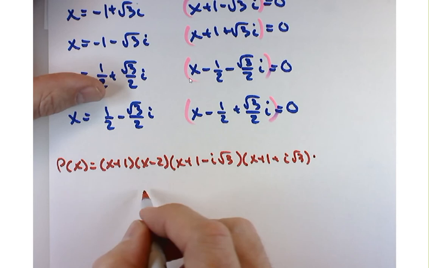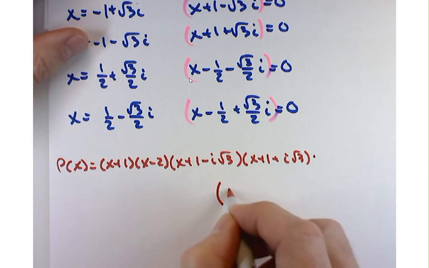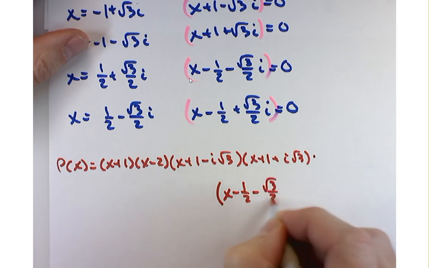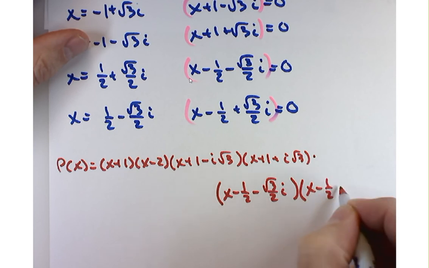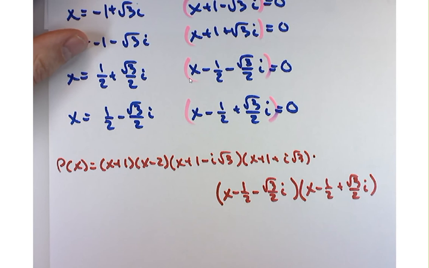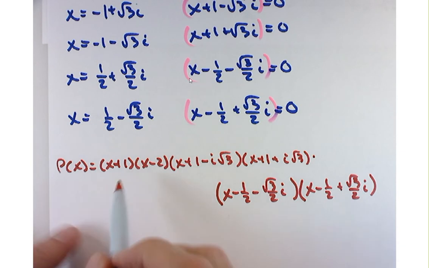Times, I'm just going to come down here because I know I'm going to run out of room. Times x minus 1/2 minus the square root of 3 over 2 times i. And x minus 1/2 plus the square root of 3 over 2 times i. So an awful lot of busy work in this problem, but eventually we get down to the product of linear factors.